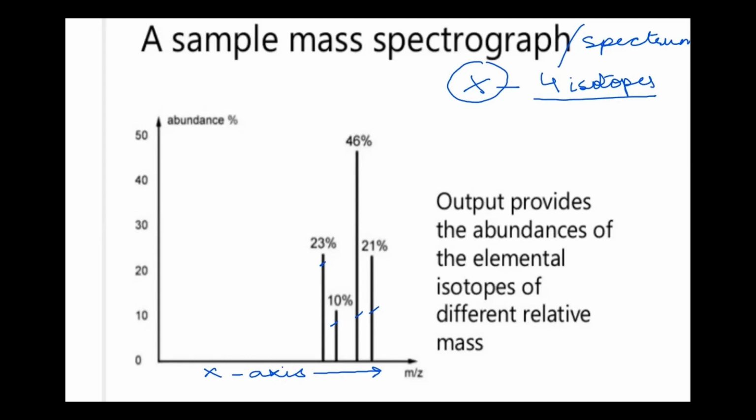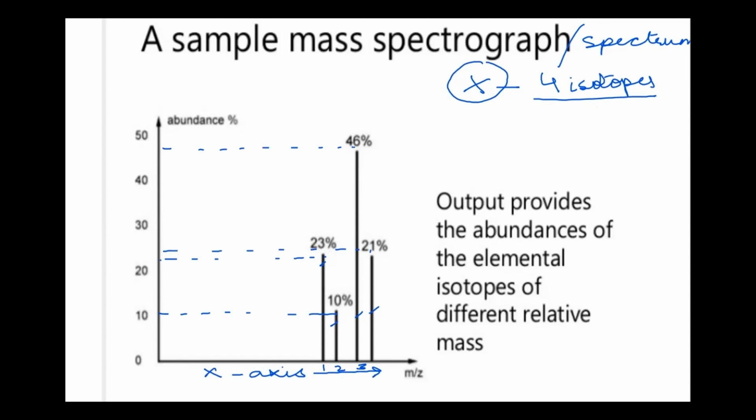Now we can see that if we talk about the isotope with the least atomic mass, its percentage abundance is basically approximately 23%. The next one, which is slightly heavier than this first one, this is the second isotope, and its relative percentage abundance is basically 10. And the third isotope of this element X, or the third type of atom of this element X, has approximately 46%. And similarly, the fourth isotope has approximately 21%.